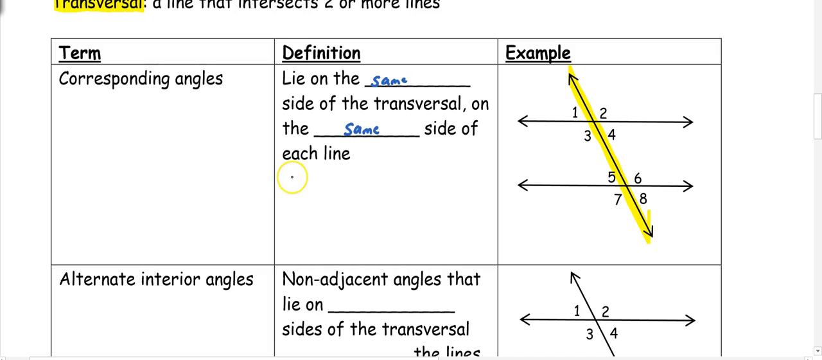So an example of a corresponding angle would be 1 and 5, because they're both in the top left of their group. Another example would be 2, 6. They're both in the top right. 3 and 7, which are in the bottom left. And 4, 8, which are in the bottom right.